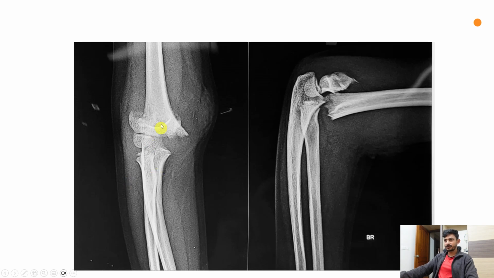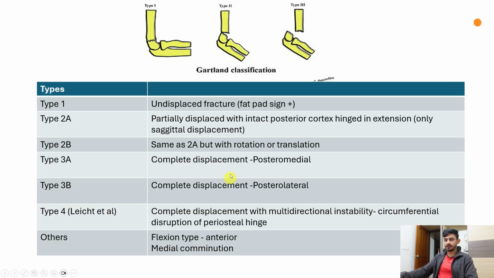So what happened? As you can see here, the distal fragment along with the radius and ulna look like they're displacing towards the radius, which is laterally, and the proximal fragment looks like it's displacing medially. So the distal fragment is displacing laterally, and if you see the lateral view, you can see it's going posteriorly, the distal fragment. So posterolateral. So it comes under type 3B. Type 3B is posterolateral.